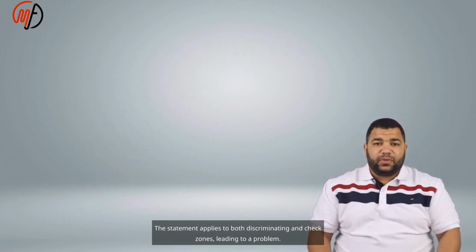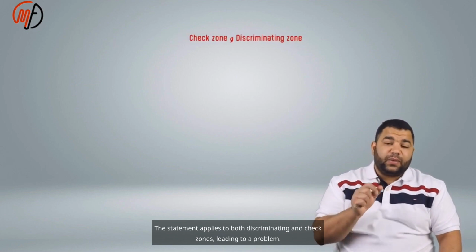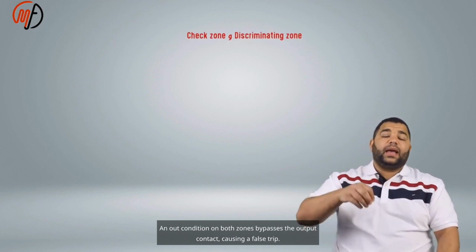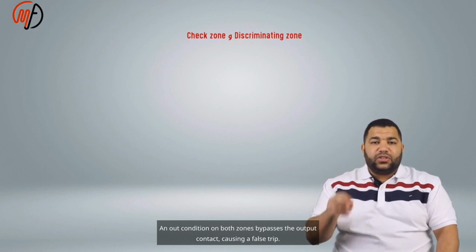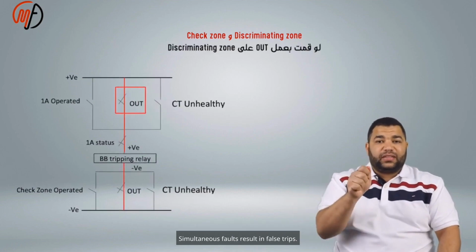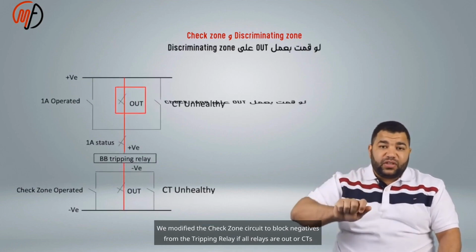The statement applies to both discriminating and check zones, leading to a problem. An out condition on both zones bypasses the output contact, causing a false trip. Simultaneous faults result in false trips.